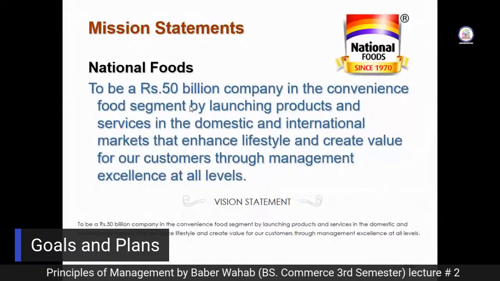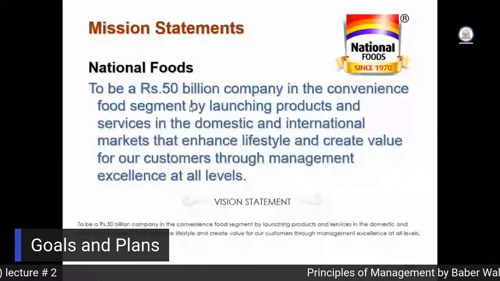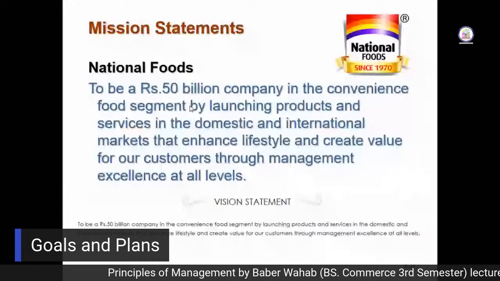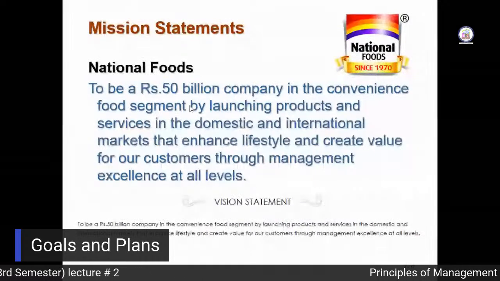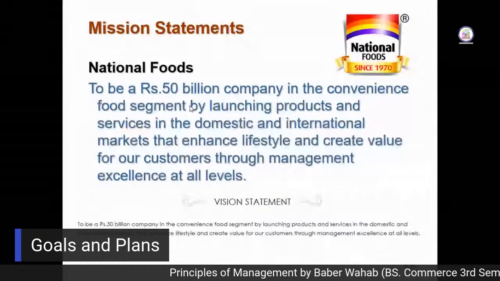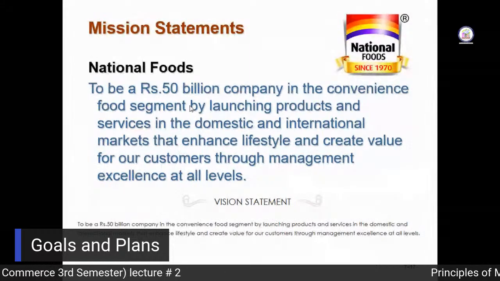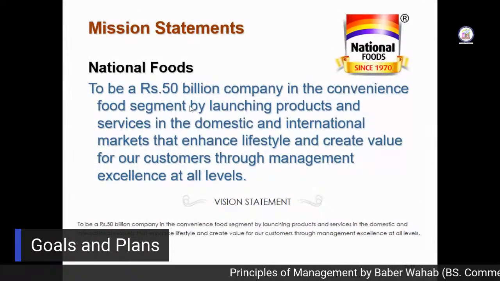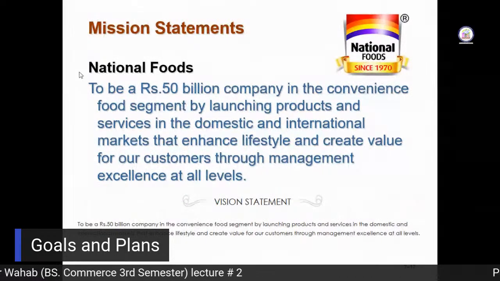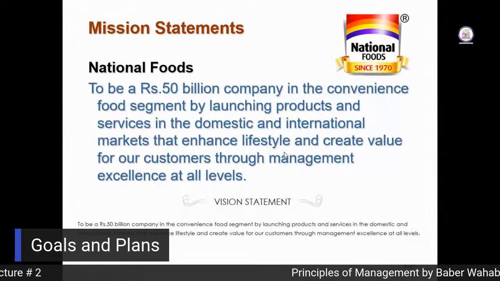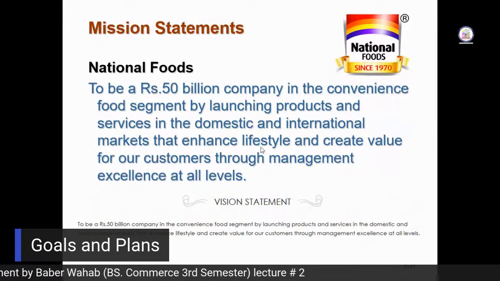This is their mission statement. Actually, this is their vision statement. They want to be a 50 billion rupee company, which means that they have a financial goal stated right into the mission statement. In which sector? The convenience food segment, by launching products and services in the domestic and international market. So you can imagine that they have an objective at the top level to be present in international markets as well. And what will these convenience food products do? They will enhance the lifestyle and create value for our customers through management excellence at all levels.